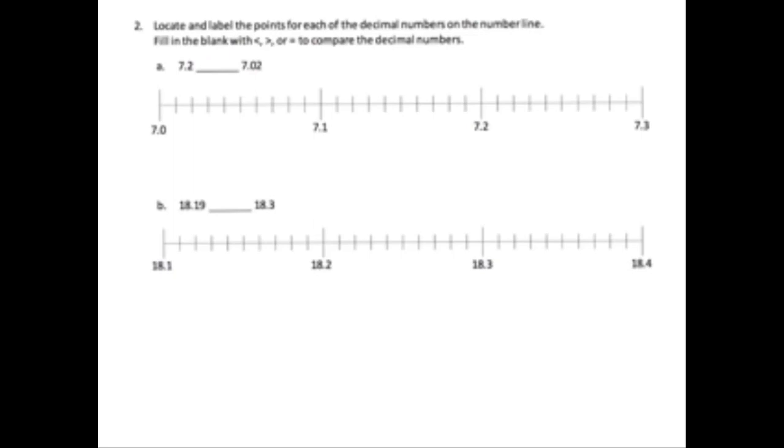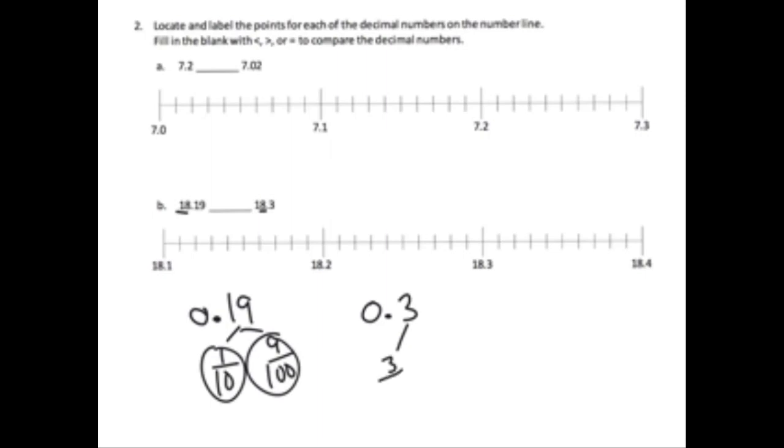Now we're being asked to use a number line to compare our decimals. So let's do 18.3 and 18.19. Since we're comparing 18 and 18, really all we need to look at is the decimal portion, 0.19 and 0.3. And that 0.19, we need to remember that's 1/10 plus 9/100, whereas this is just 3/10. Well, that's exactly like the problem we just did, because it ends up being the same.